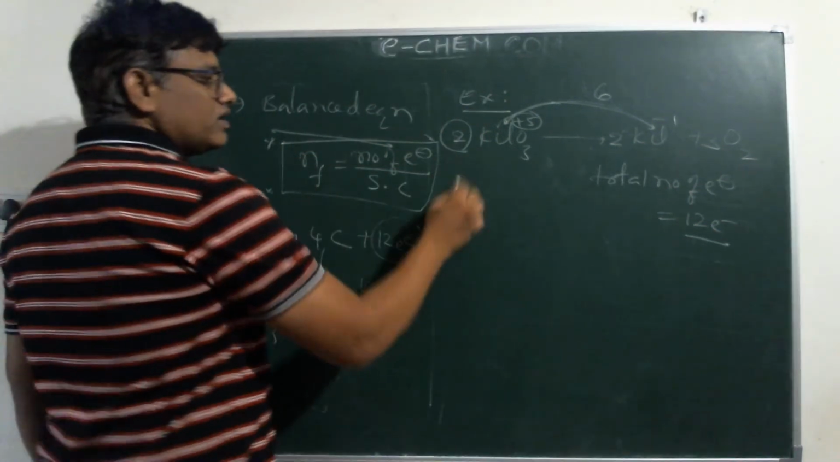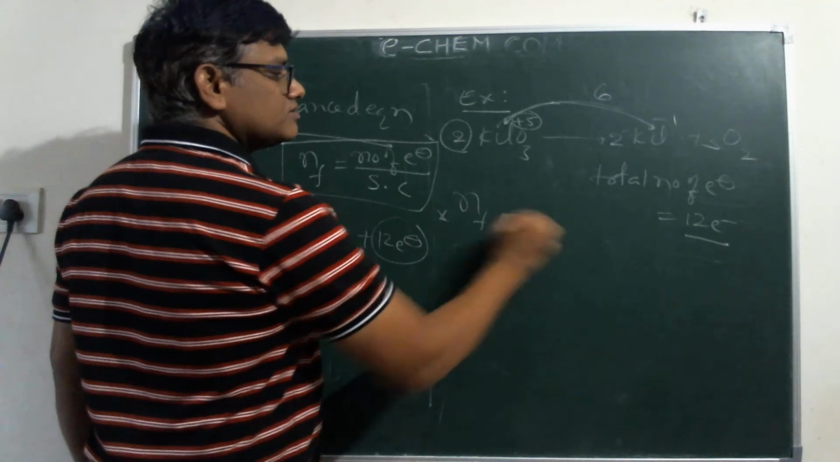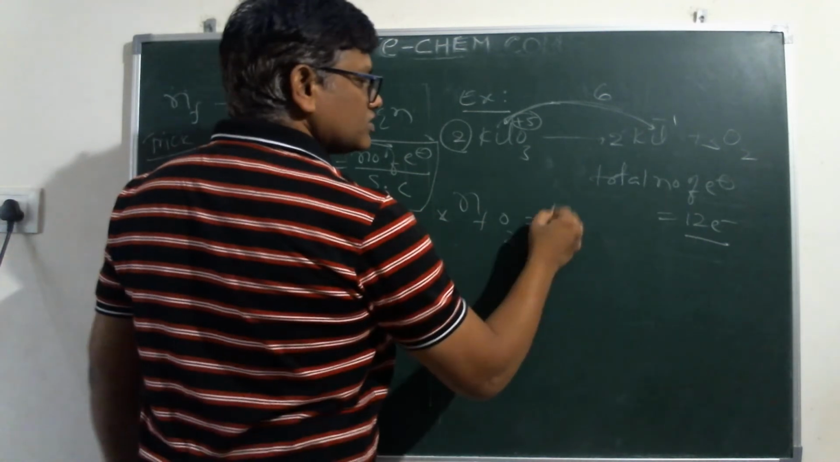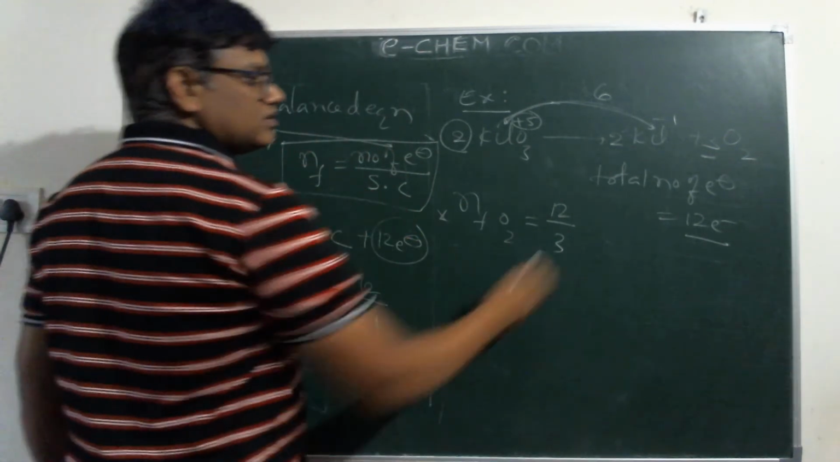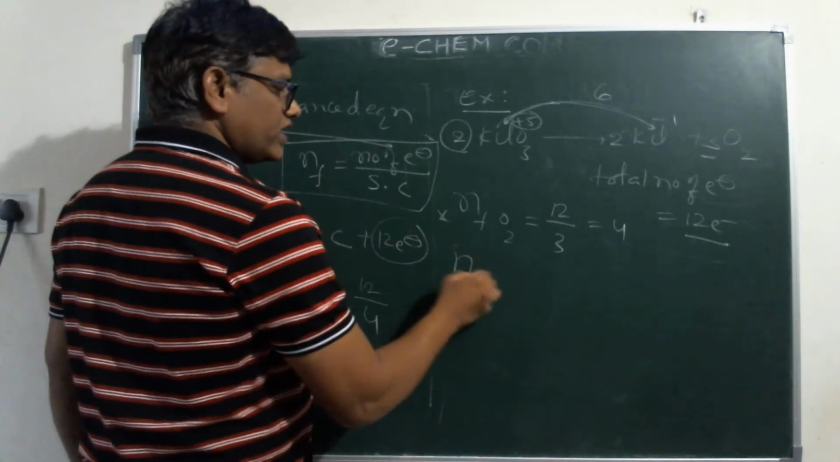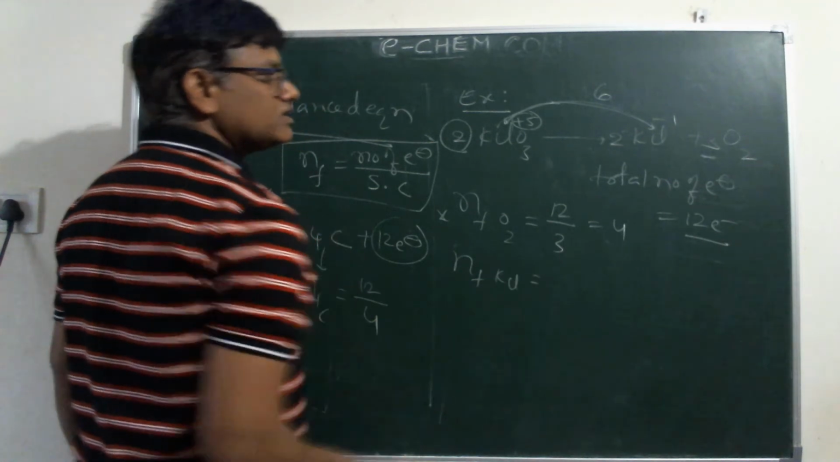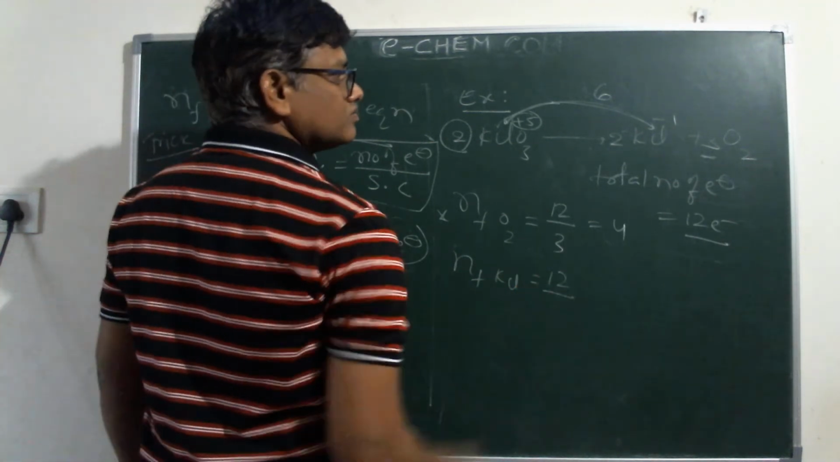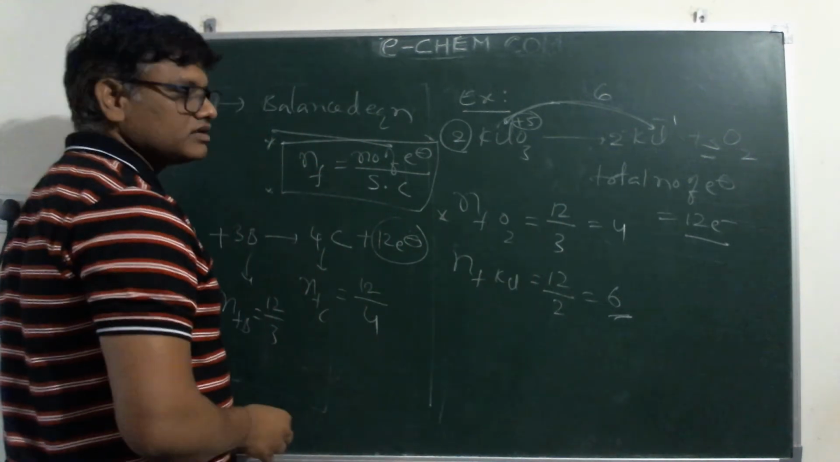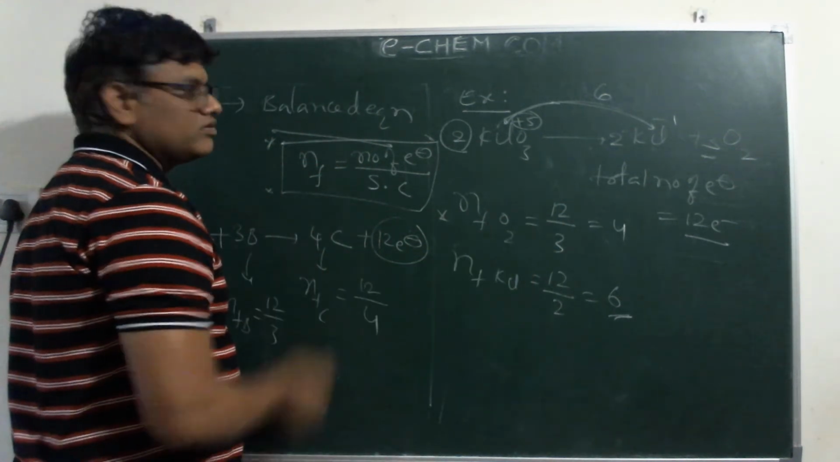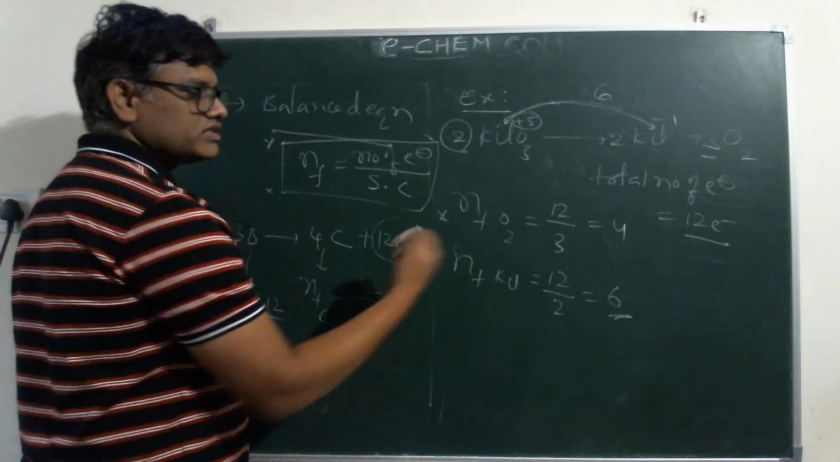If you want to calculate the n factor for oxygen, total number of electrons 12 divided by its stoichiometric coefficient, 12 by 3, that is equal to 4. N factor for KCl, 12 over 2, that is equal to 6. Previously we got the same thing here. Even if you take a balanced equation, you get the same only.